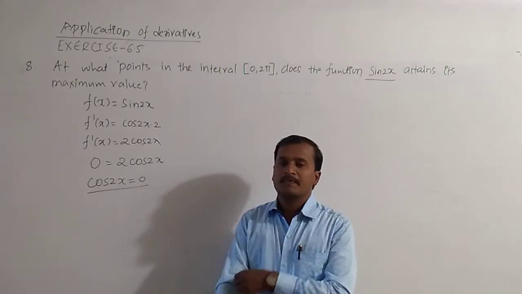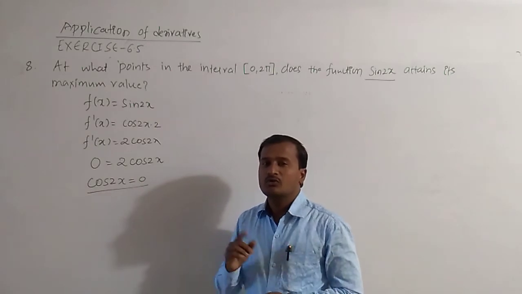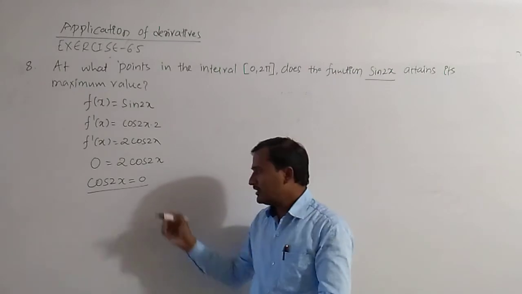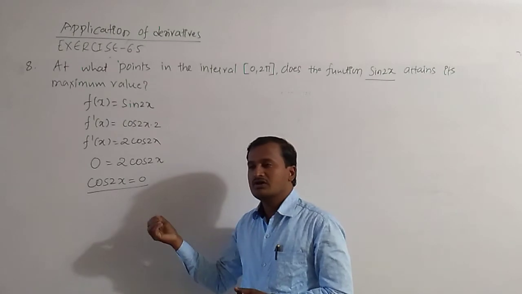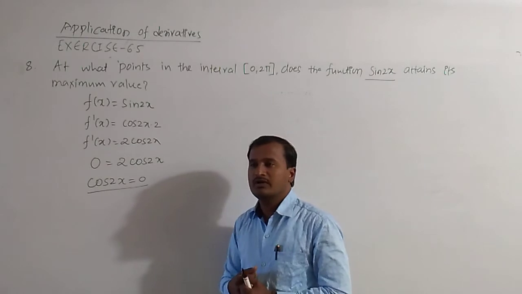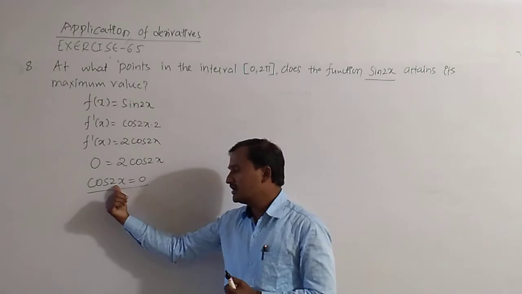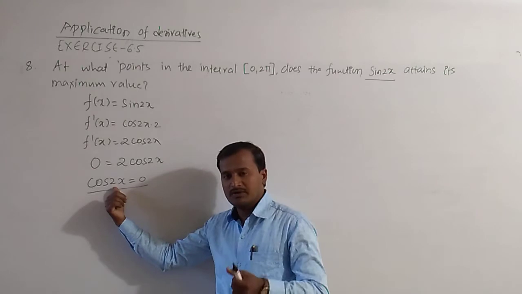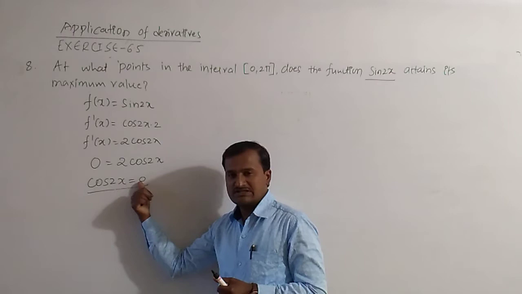It means that the cos function attains its value 0 only at odd integral multiples of pi by 2, right? So cos 2x equal to 0 means cos of odd pi by 2 is equal to 0. For example, to get cos x equal to 0, we substitute cos of odd pi by 2. So they are pi by 2, 3 pi by 2, 5 pi by 2, 7 pi by 2. For all these values, cos x gives 0.